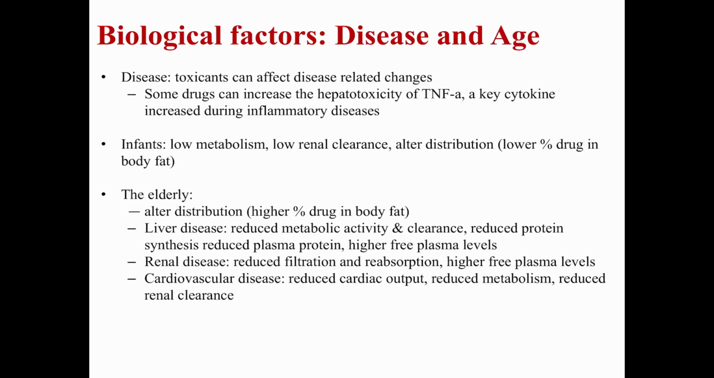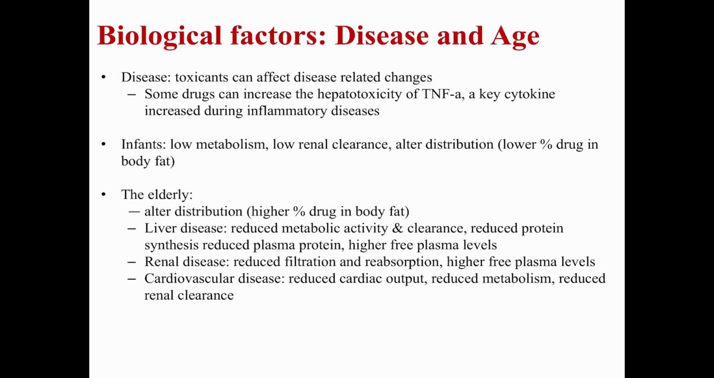There are many examples whereby toxicants can enhance the pathology of certain diseases. For example, some chemicals can increase the hepatotoxicity of tumor necrosis factor alpha, which is a key cytokine increased during some inflammatory diseases. Age is also a major factor in metabolism. For example, infants have much lower metabolism than adults, they have lower renal clearance, they have altered distribution with a lower percentage of drug found in body fat. The elderly, on the other hand, have altered distribution with a higher percentage of drug in body fat.